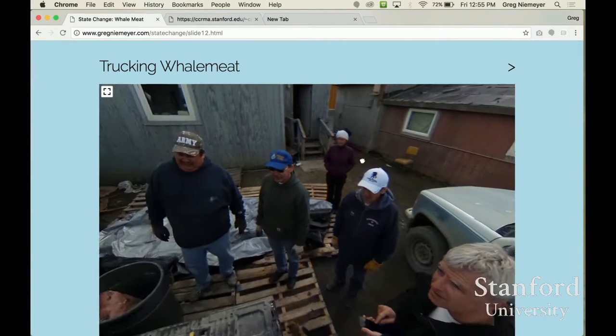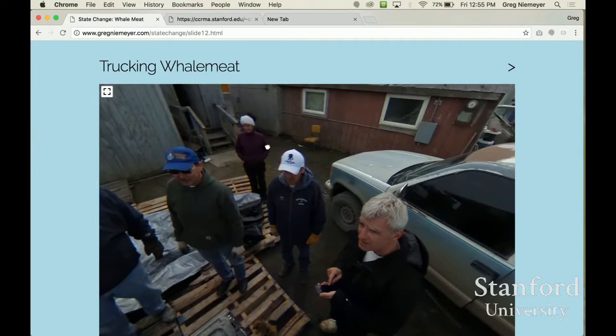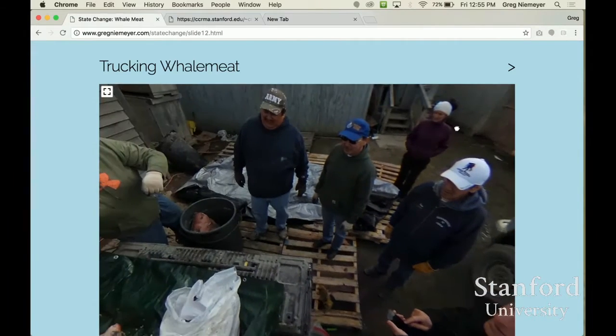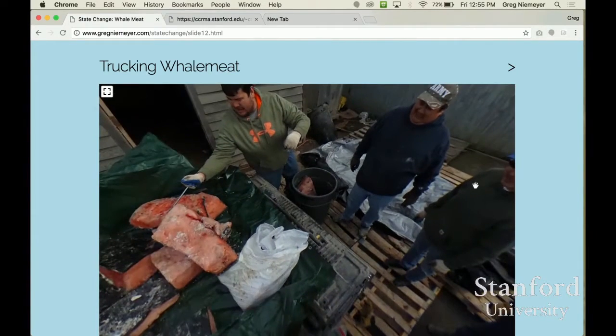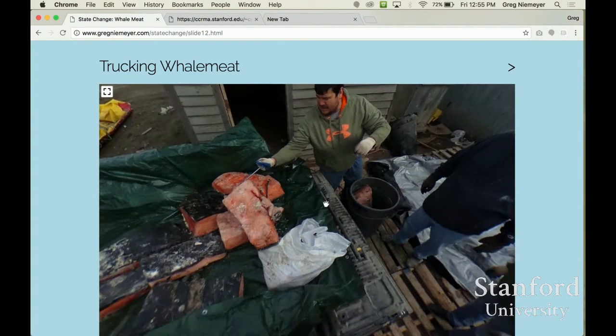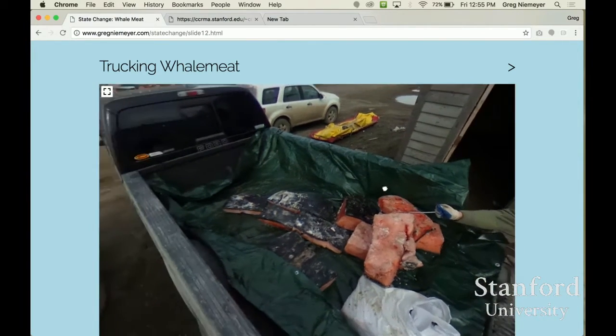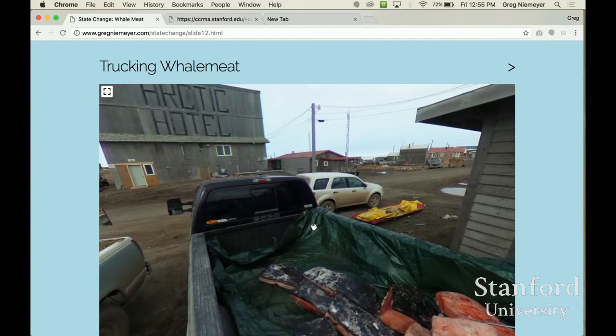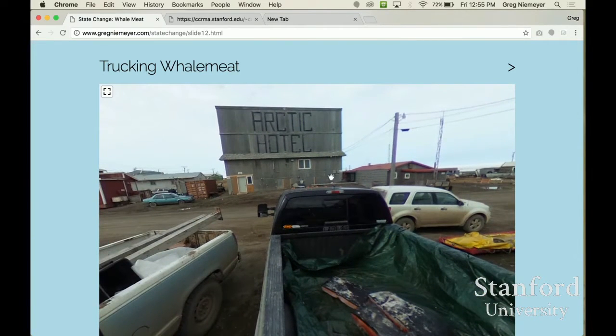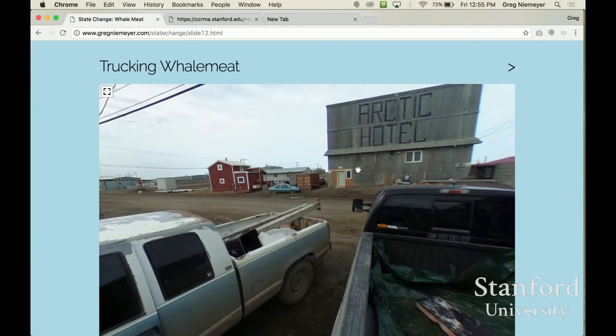And here are members of the Edwardsen clan, and they're all checking out the loading of the whale meat. They're preparing for a celebration where they're going to share this whale meat with the whole community. And it gets put in the truck, and here's the hotel, not the hotel I stayed in, the Arctic Hotel. There's one of the two hotels there.